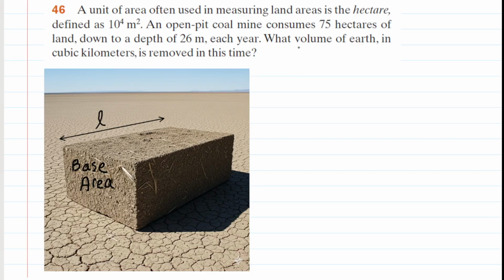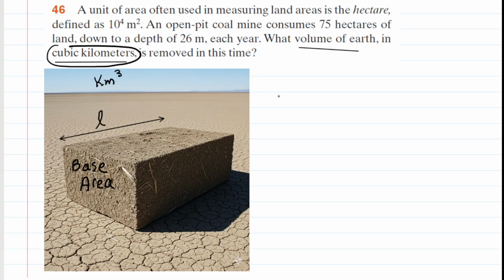We are asked for a volume of Earth that is going to be removed, but we need this in cubic kilometers. So keep that in mind that the final answer is going to have to be measured in kilometers cubed. So that's our goal. We've drawn a picture of this basically chunk of Earth that has been removed in the shape of a rectangular prism just to make this a little bit easier to grasp.